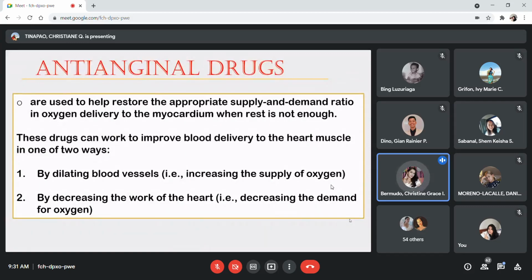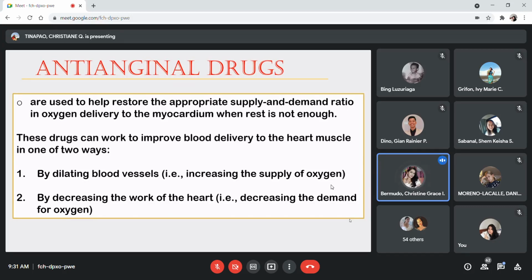When the heart's blood supply is insufficient, anti-anginal drugs are used to help restore the proper supply and demand ratio in oxygen transport to the heart. These medications can enhance blood flow to the heart muscle in one of two ways. One is via the dilation of the blood vessels, raising the oxygen supply, and two, by lowering the heart's workload, or decreasing the demand for oxygen.